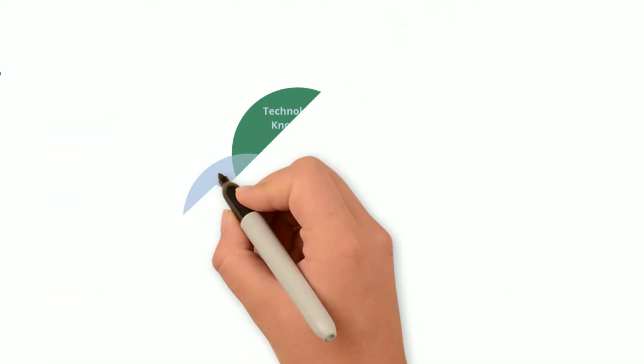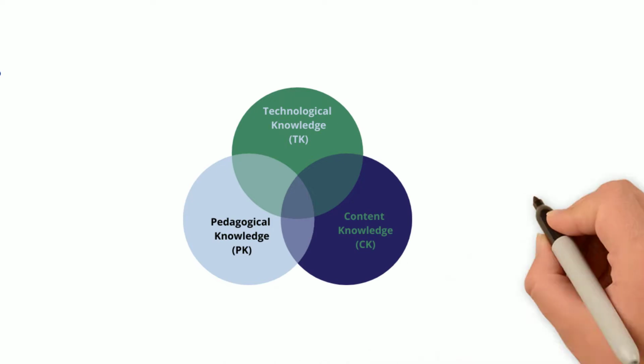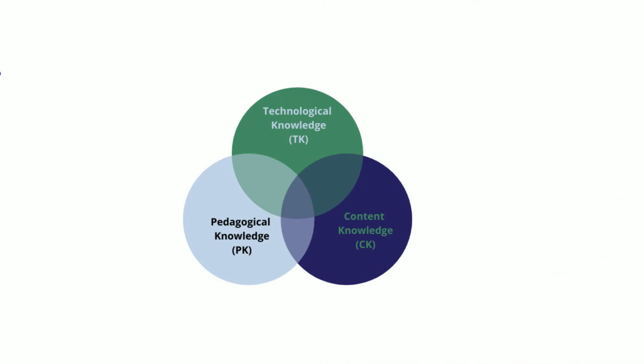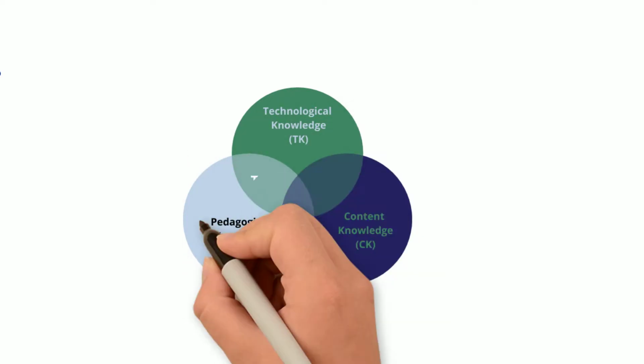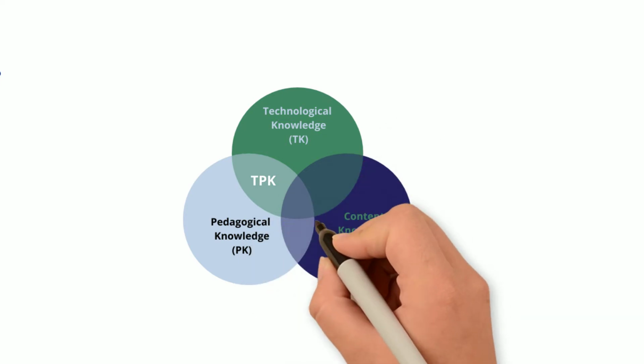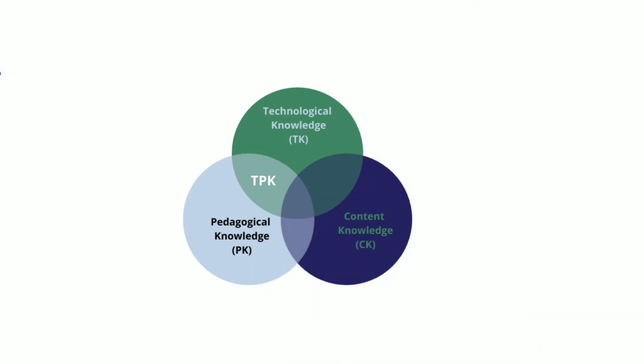As we understand them individually, we can begin to see how they overlap. Technological pedagogical knowledge, TPK, is your understanding of how to choose and manage technology for your students. For example, how can students use collaboration tools to share their learning with each other?